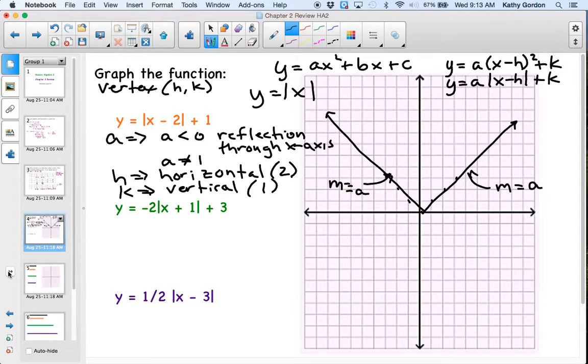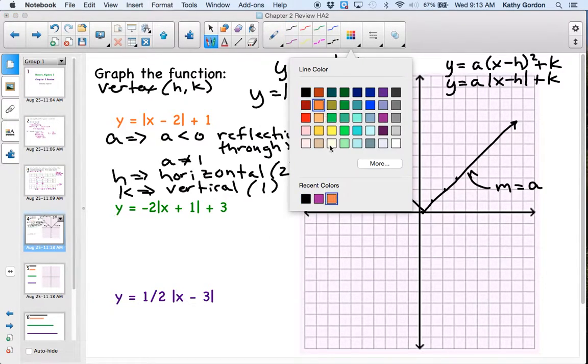Okay? All right, so let's actually do this for this orange one. I'll even switch to orange just for fun. Oh, come on. How do I get you to go away again? There we go.